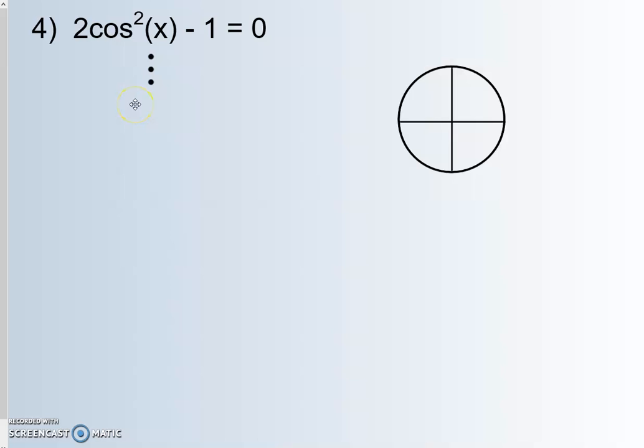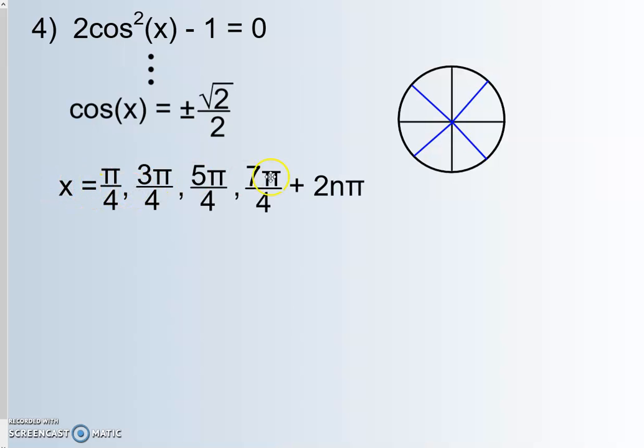Hey, welcome back. So when I isolated the cosine of x, I got plus or minus radical 2 over 2. If you got that, awesome. If you didn't, go back and make sure you can. So cosine is positive in quadrants 1 and 4. It's negative in quadrants 2 and 3. Radical 2 over 2 is the bisector, so I have those two positive radical 2 over 2, these two negative radical 2 over 2. There's my listing.